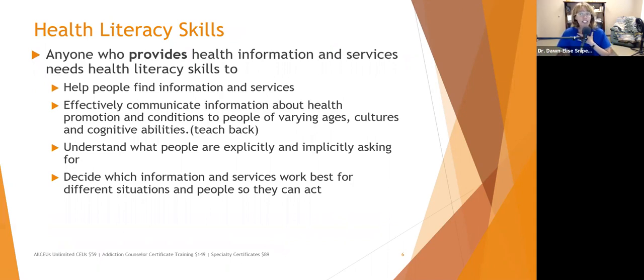We need, as clinicians, to be able to effectively communicate information about health promotion and the conditions that people may have to people of varying ages. You're not going to tell the same thing if, say, we're talking about diabetes here. You're not going to tell the same thing to an 8-year-old with diabetes as you are to a 28-year-old. And if you're working with someone who is geriatric and starting to experience cognitive decline, you're also going to tailor that message for them.